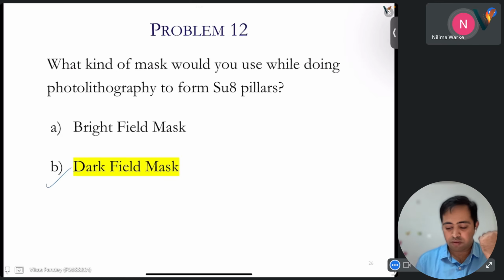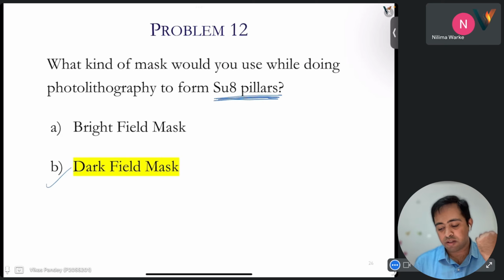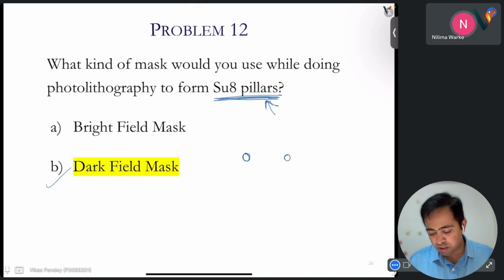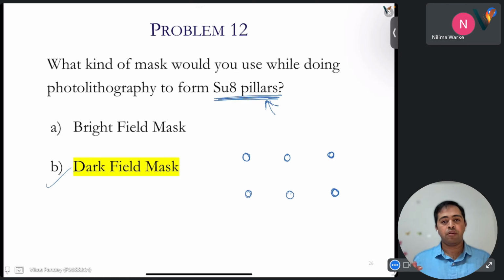Because the structure is not given to us. It is SU8 pillars. Yes, we are talking about pillars. If we take the top view of the pillar, it looks circular, small circles. So only such structures are to be left. Whatever else is there has to be removed. Okay, understood. So that is why we are going for this.